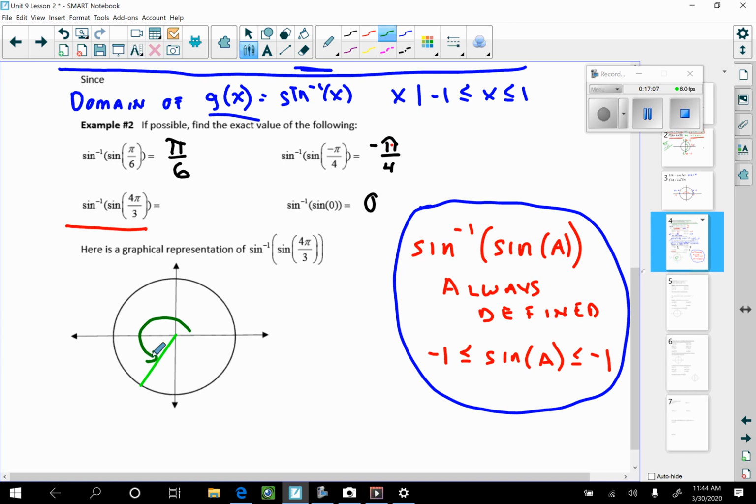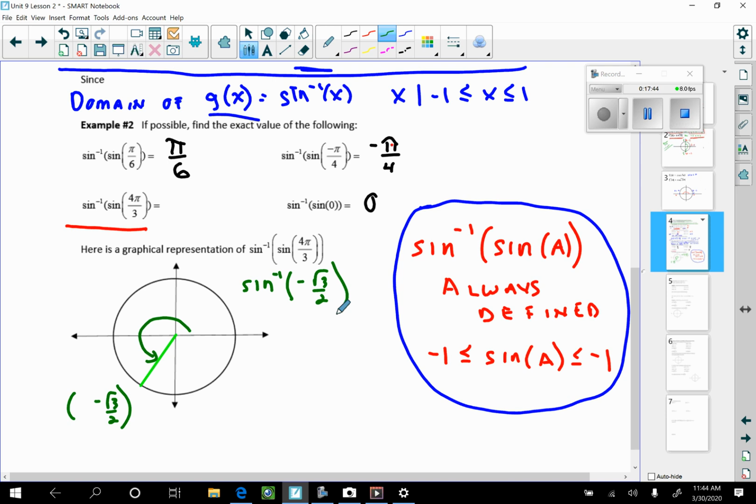Hey, what is the output? What's the y value associated with sine of 4/3 pi? The y value of that is going to be negative square root of 3 over 2. True or false? That's going to be true. So really what I'm looking at is, what's the inverse sine of negative square root of 3 over 2? What's that equal to? Because the sine of 4/3 pi is negative square root of 3 over 2. We're going to have to think about that a minute.